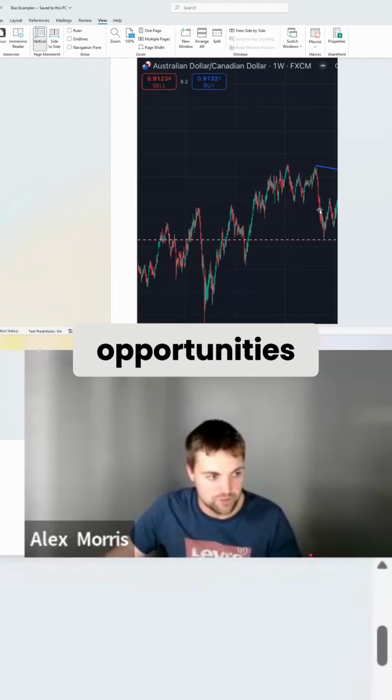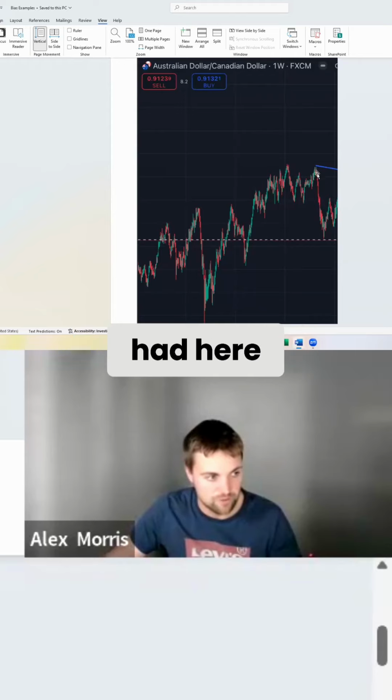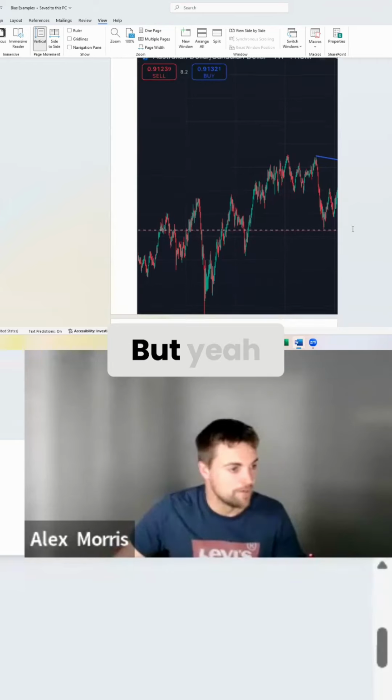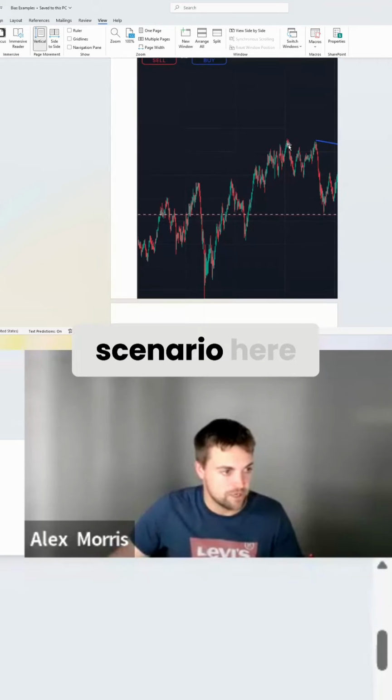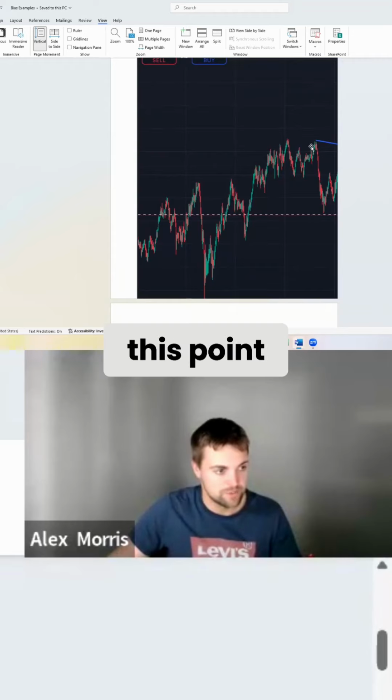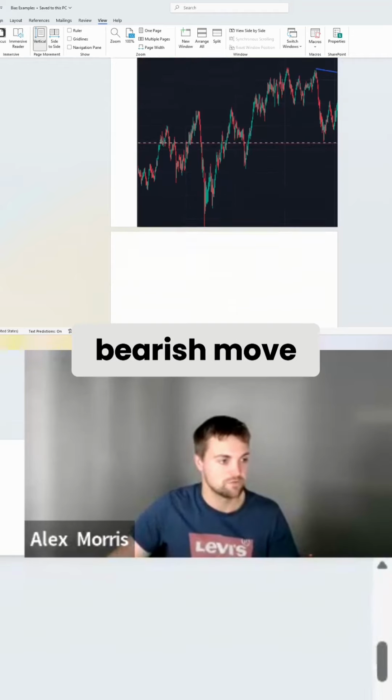But opportunities in supply and demand can be had here, where you've got 2 or 3 weeks of bearish sentiment. That continuation lowers potential for supply zones. But yeah, in this scenario here, where you've got price making gradual new highs, you want to be favoring demand zones on the weekly. You've got clear bullish momentum until we get to this point. Now it's ranging and then the bearish move.